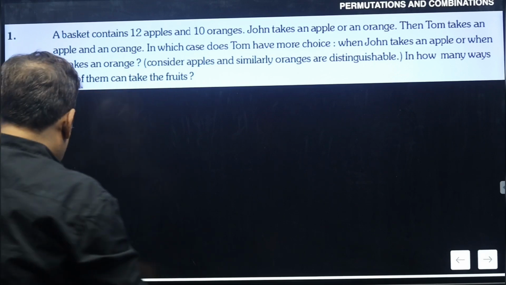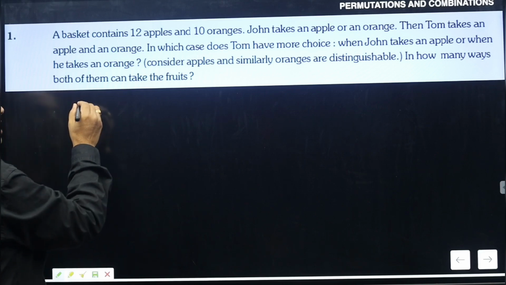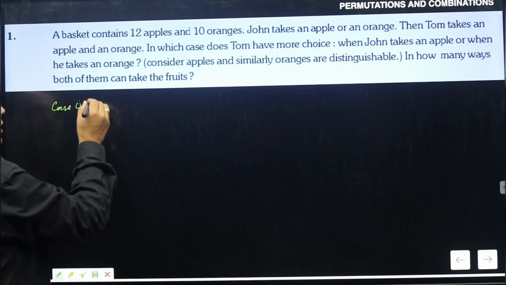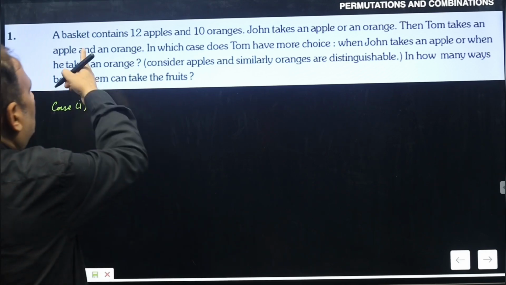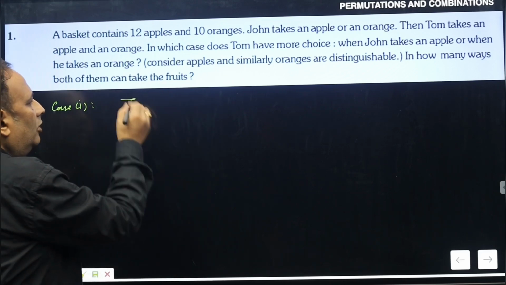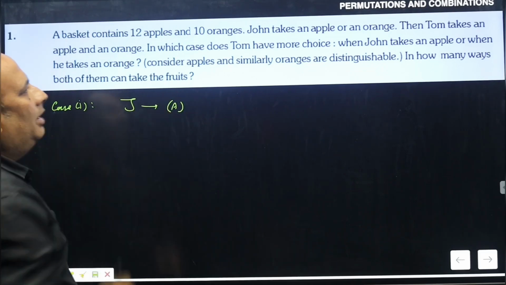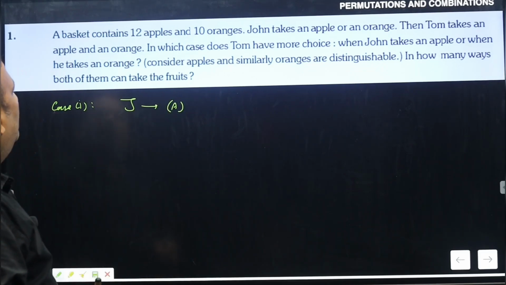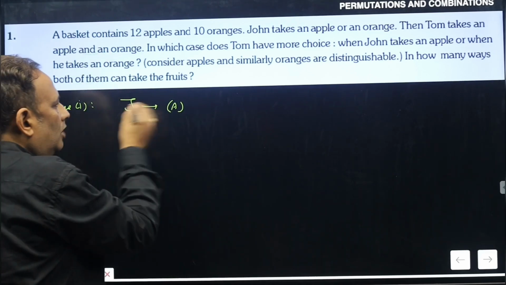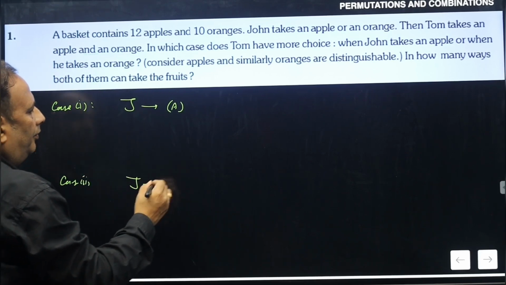So in this question, as John takes, we make case one. In case one, as there are 12 apples and 10 oranges, John takes an apple. I am writing A for apple and J for John. Then Tom has an apple and an orange. Case two will be when John opts for an orange.